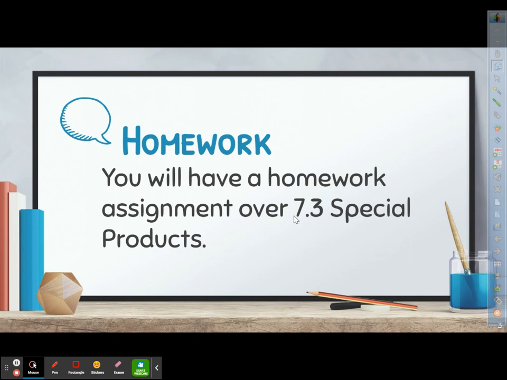Then you have a homework assignment to complete tonight, and it is a worksheet 7.3 special products. It's over section 7.3, so it's over multiplying special binomials. So it will not be over this new material. It's over the previous section. Okay, and you will need to show your work on a separate piece of paper and use it to solve the riddle. That's your homework assignment. So you'll do it after the Edpuzzle video.